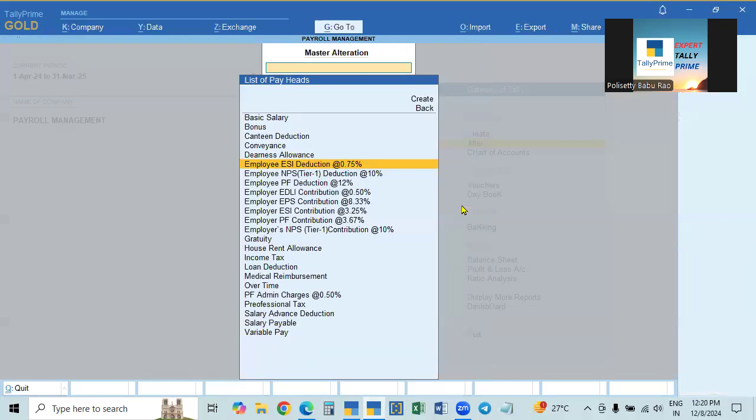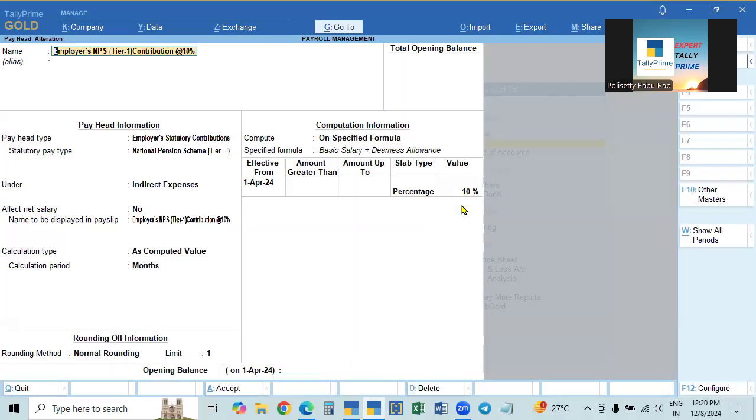This is the second one. And the third one is a scheme called NPS, the National Pension Scheme by the central government organization. For that, we can have a contribution of 10%. The employer also has to contribute. Generally, this is not compulsory, it is only optional. Employee deduction is 10%, and employer contribution is also 10%.